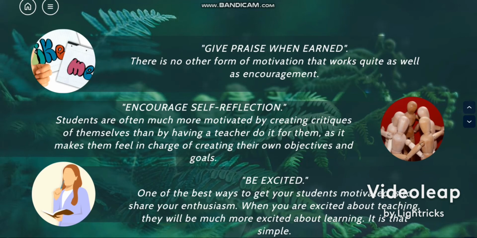So, self-correction. Next, be excited. One of the best ways to get your students motivated is to share your enthusiasm. When you are excited about teaching, they will be much more excited about learning. So it's that simple. Okay.